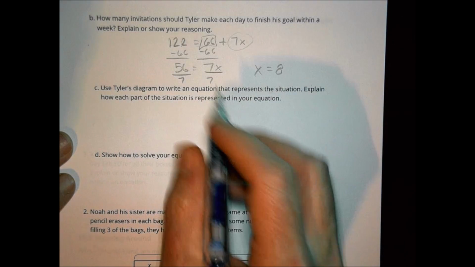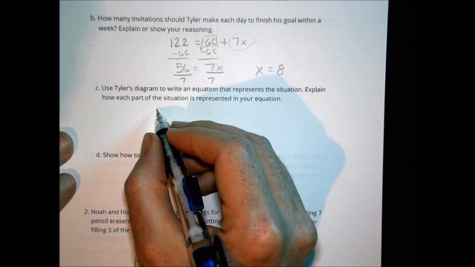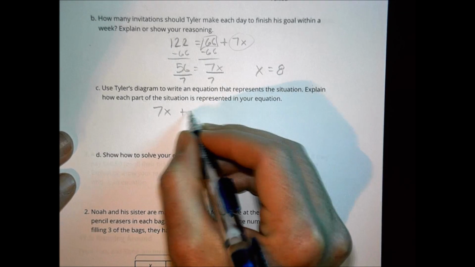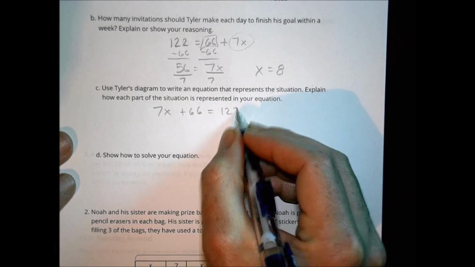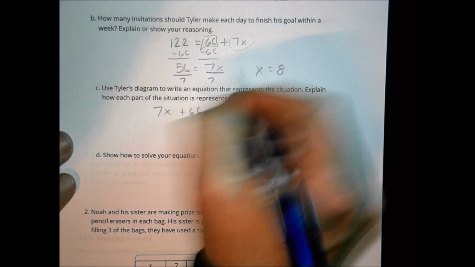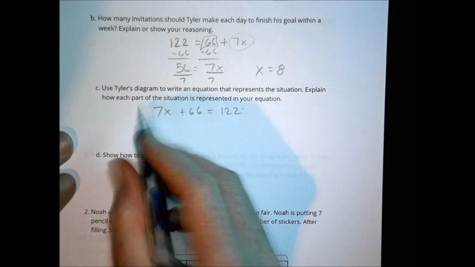So that's what our equation would look like. And again, I already wrote the equation. The equation is 7x plus 66 equals 122. And you can write that any way. It's the same thing, just written the other direction, and that's how we would solve it.